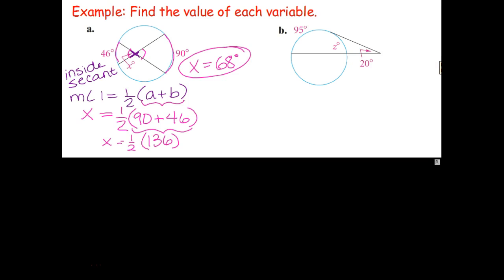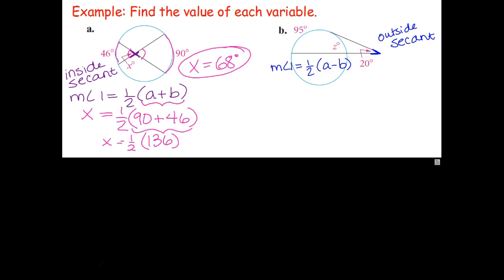On B, we notice that we have our vertex is outside of the circle, which means that this is an outside secant. And when we do outside secants, remember we use the same formula, we just change the plus into a minus. So we do measure of angle 1 is equal to half A minus B. And again, A and B are both arcs. The measure of angle 1 has to be where an angle is.